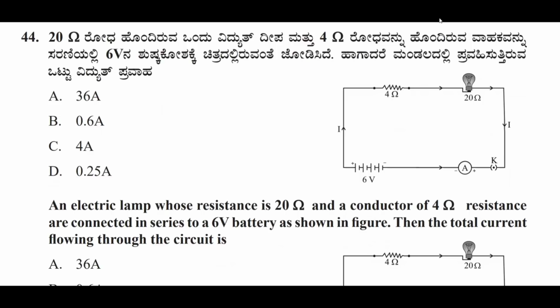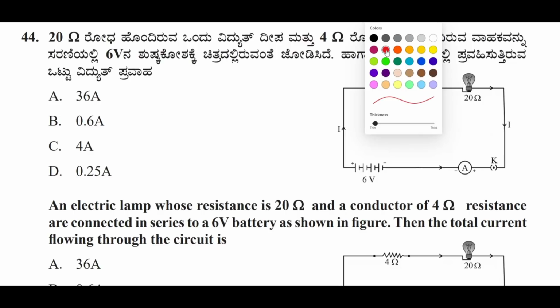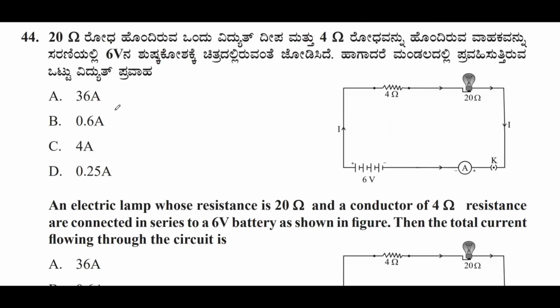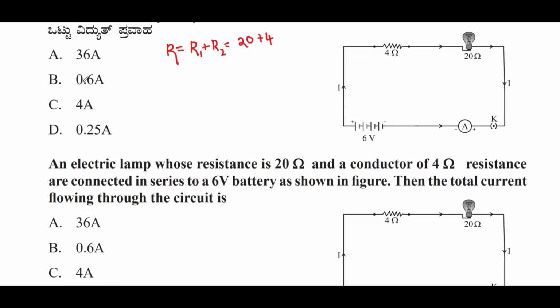Next question. An electric lamp whose resistance is 20 ohm and a conductor of 4 ohm resistance are connected in series. When the resistances are connected in series, the total resistance R equals R1 plus R2, to a 6 volt battery as shown in the figure. Then the total current through the circuit is. Students, the total resistance is R1 plus R2, that is 20 plus 4, which is equal to 24. The total resistance of the circuit is 24 ohms.